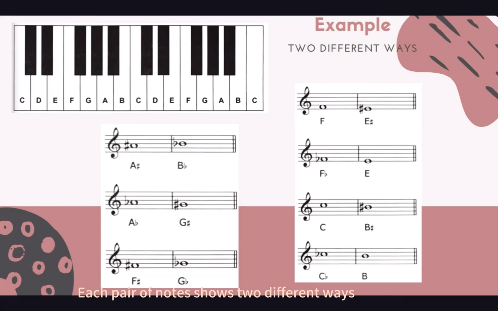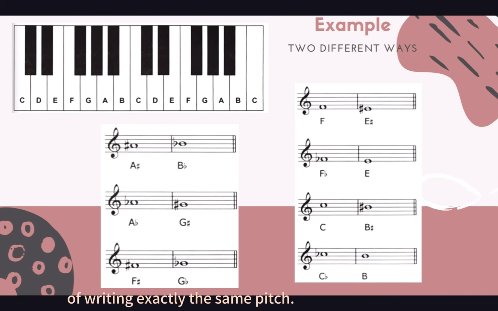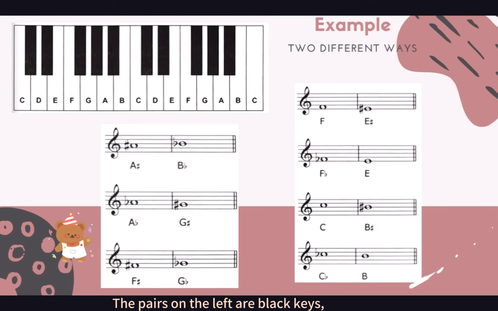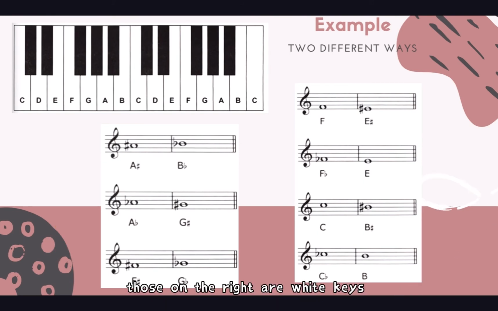Each pair of notes shows two different ways of writing exactly the same pitch. You can see this if you match them to the keyboard. The pairs on the left are black keys. Those on the right are white keys.